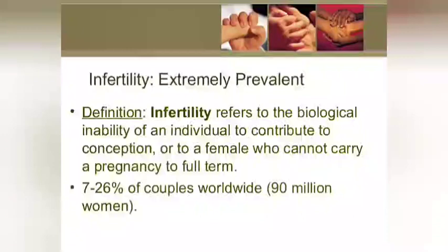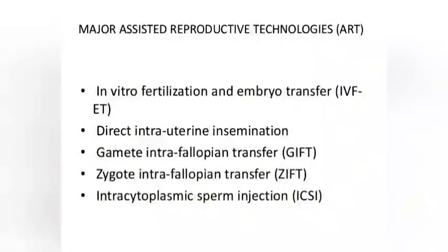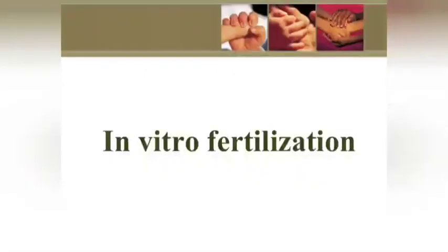Infertility refers to the biological inability of an individual to contribute to conception, or a female who cannot carry out the pregnancy to full term. So these are some common ART methods, which include IVF followed by ET, then IUI, intrauterine insemination, gamete intrafallopian transfer, that is GIFT, followed by ZIFT and ICSI. We'll study all these in detail.